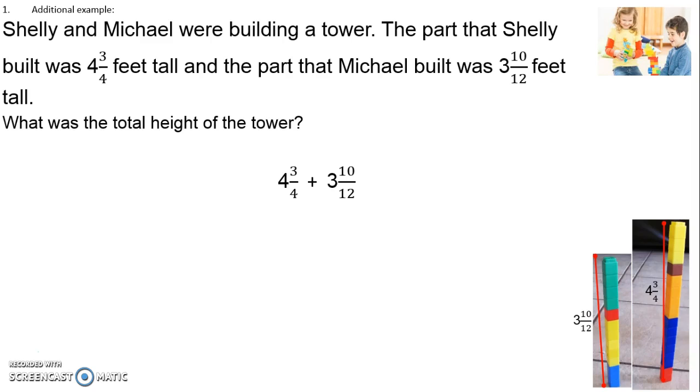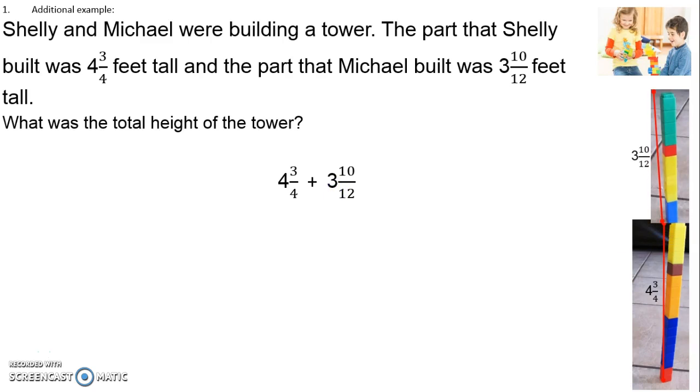It says Shelley and Michael were building a tower. The part that Shelley built was 4 3/4 feet tall. The part that Michael built was 3 10/12 feet tall. What was the total height of the building? So what it's saying is if we take what Shelley built and we add on to that what Michael built, what's the total height of that building?